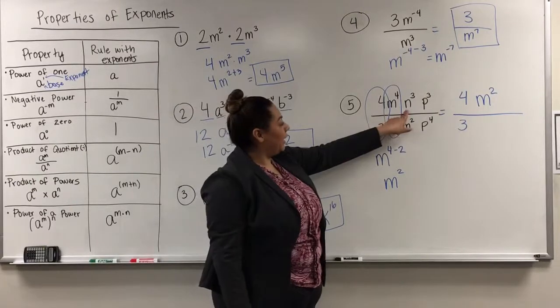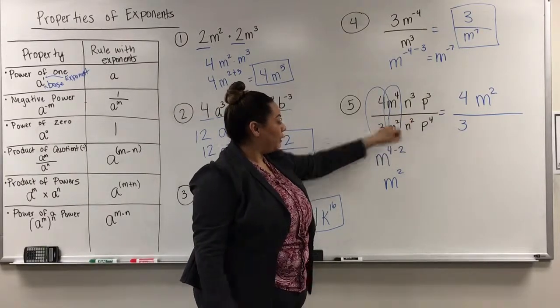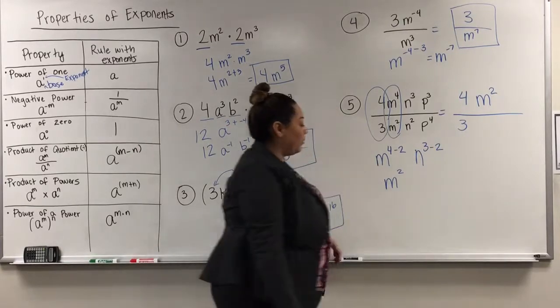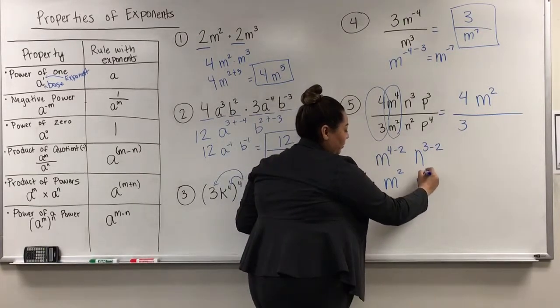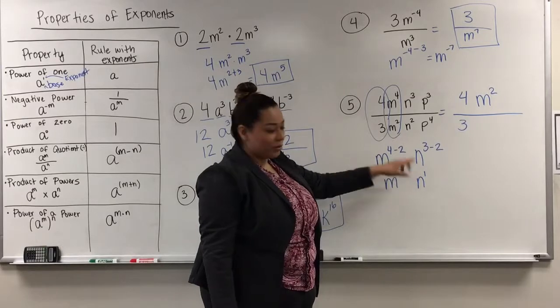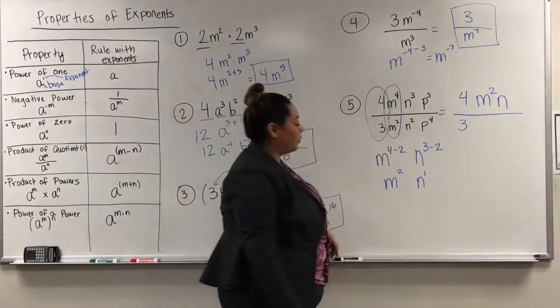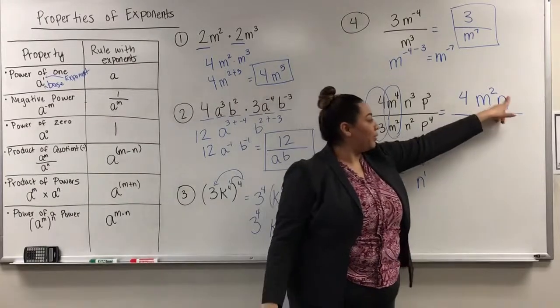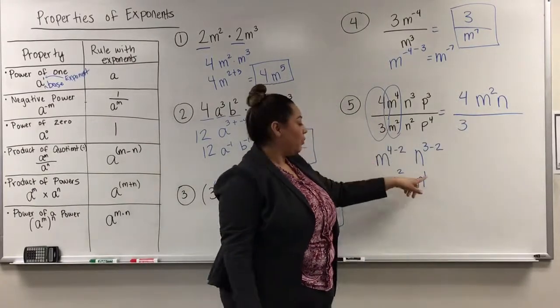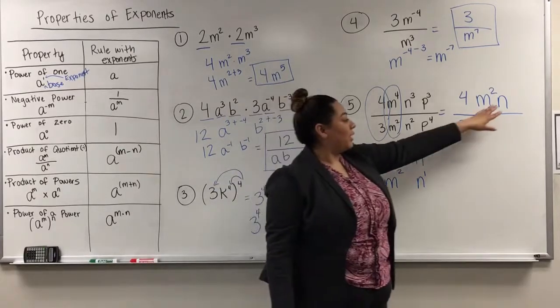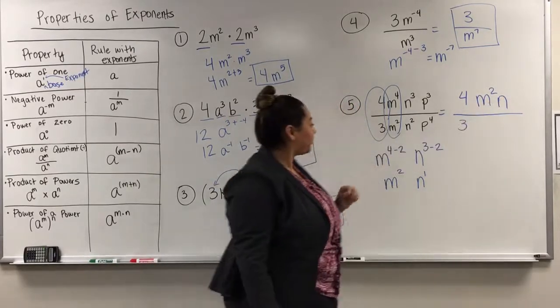We work with the next one, n^3 and n^2. So it's going to be n to the 3 minus 2. 3 minus 2 will just be 1, so n to the power of 1. It's a positive exponent, it goes at the top. Now right here, I didn't put the 1 because that's an invisible one. We don't necessarily need to put it. If you want to, you could, but the answer is going to look like this without that one.